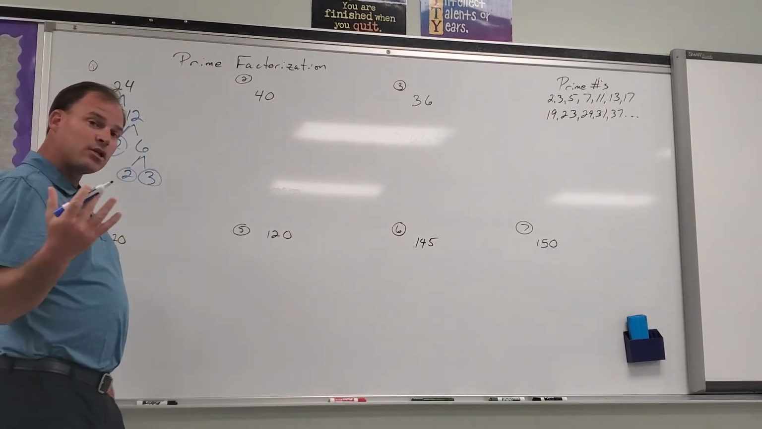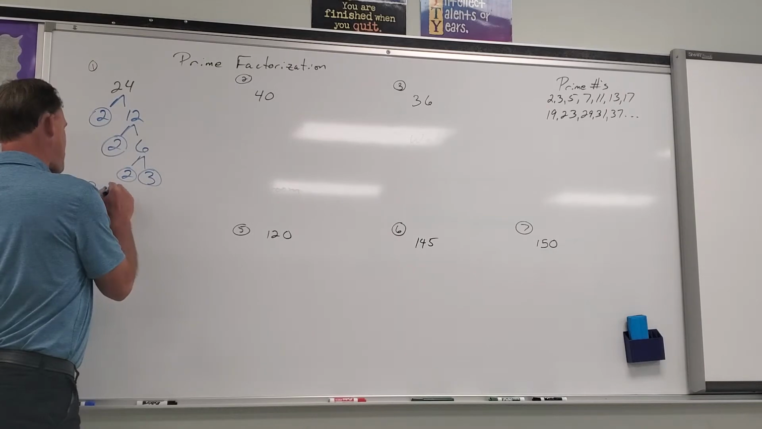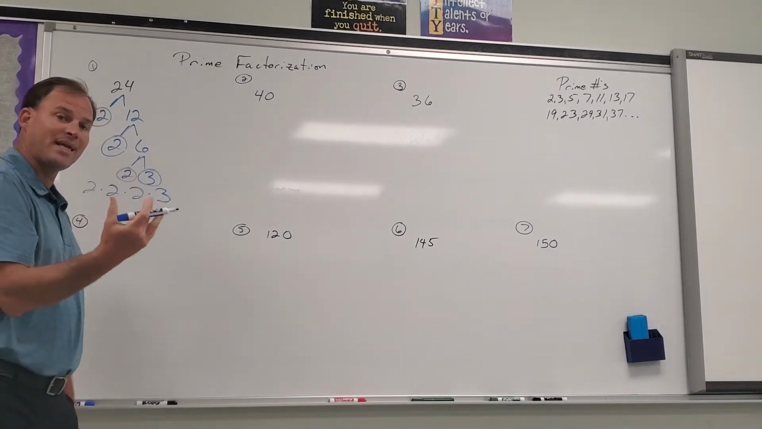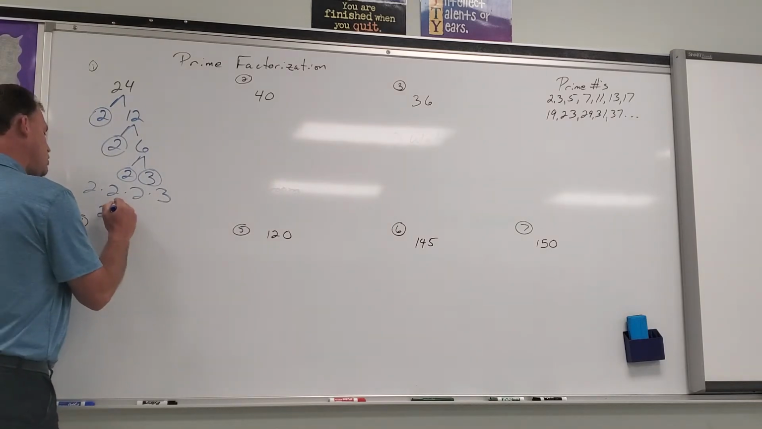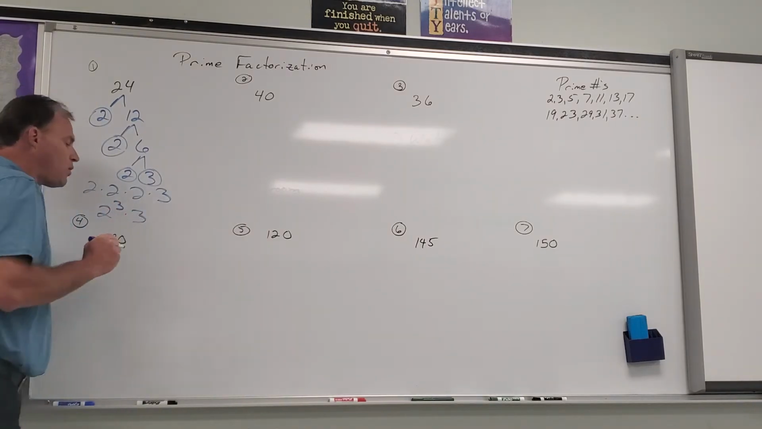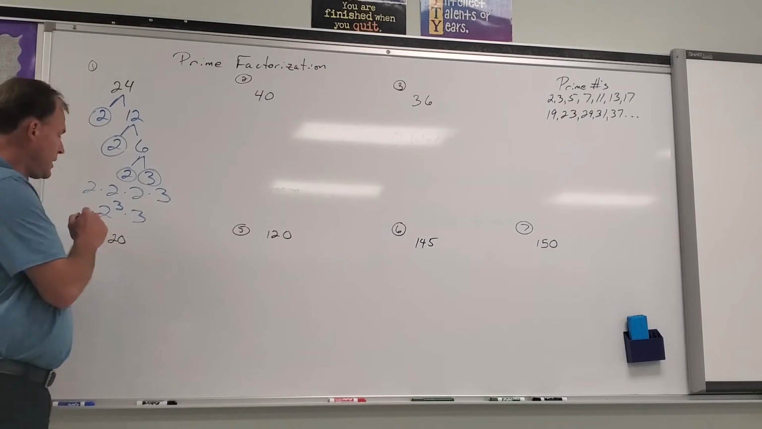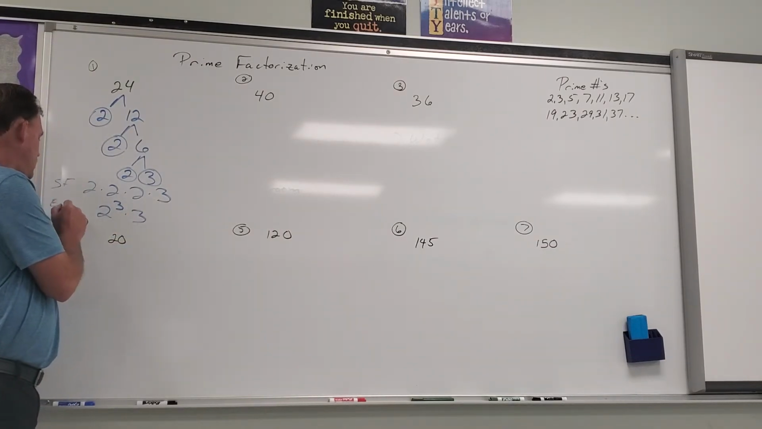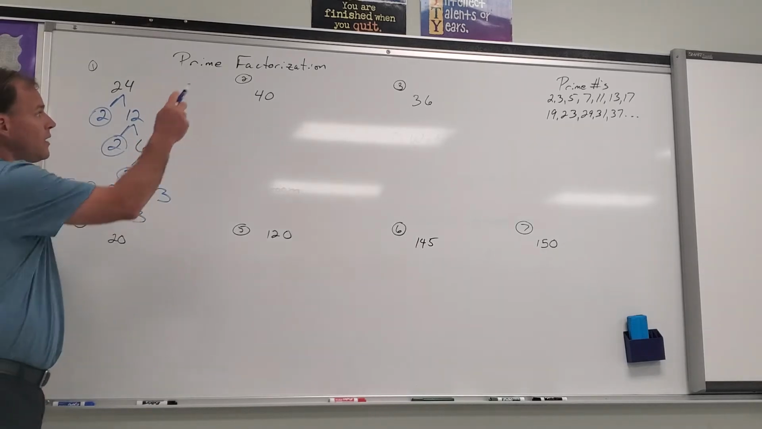So in standard notation, 2 times 2 times 2 times 3. In exponential notation, 2 to the 3rd power times 3. Standard form, exponential form. All right, moving on.